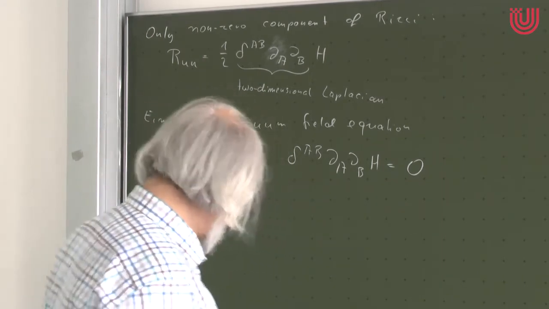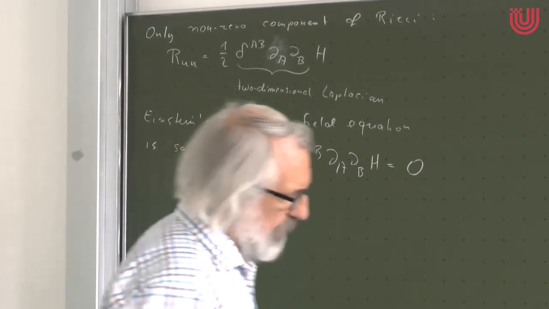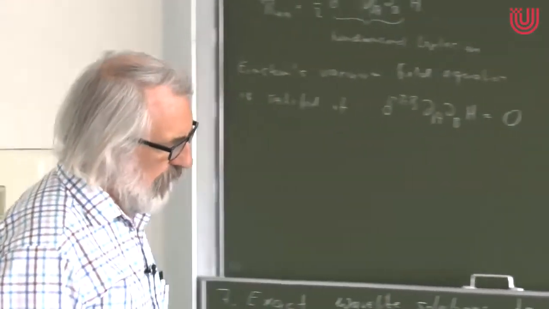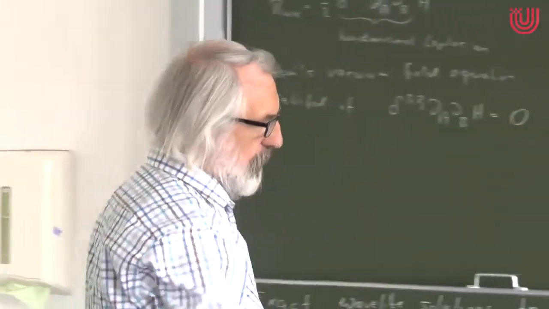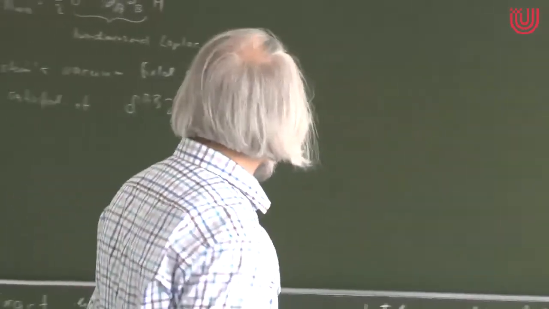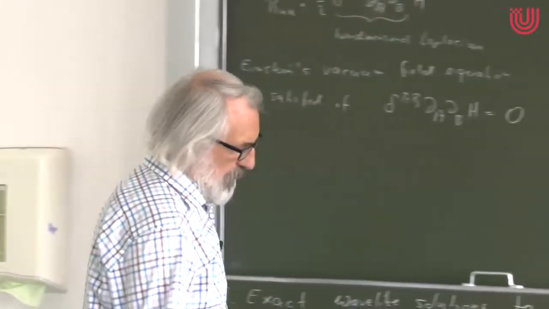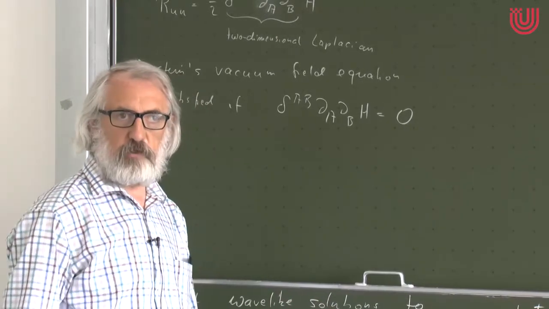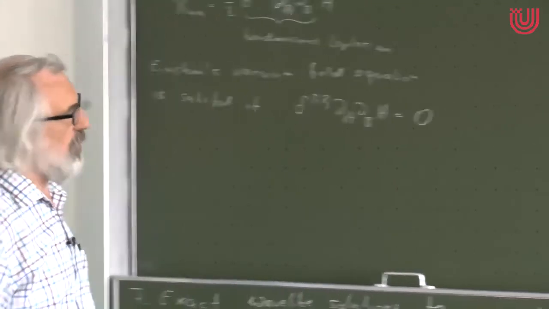And this metric describes a certain propagation with the speed of light in the direction of these V lines. And you have a certain profile function. H as a function of U gives you a certain profile of the thing which propagates, and that would be to interpret it as a gravitational wave. And it's a gravitational wave, not in the sense that it's a small perturbation of something. It's an exact solution to Einstein's vacuum field equation. It's a full nonlinear theory.